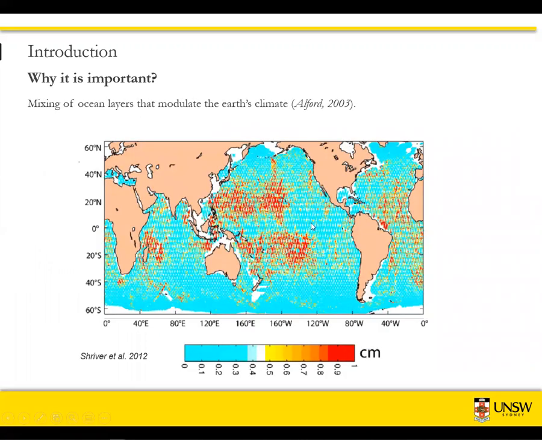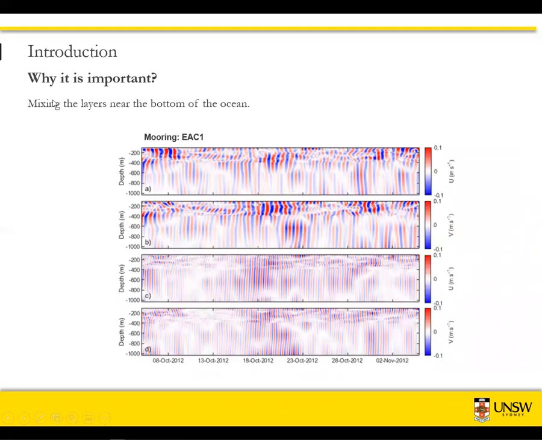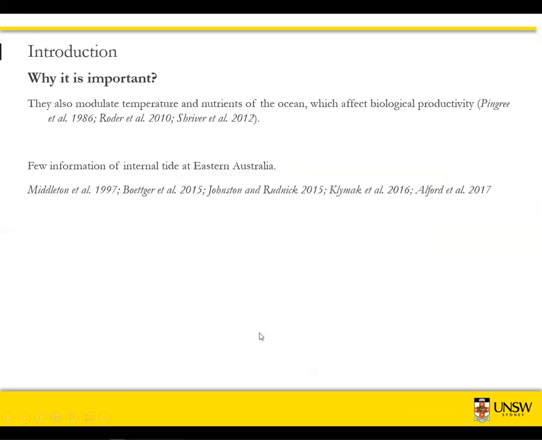Internal tides can propagate away from the site of generation and fill the global ocean. And they are very important in mixing of the layers that modulate the Earth's climate. And also they are very important in mixing of the layers near the bottom of the ocean as well. And here you can see the internal tide propagating through the bottom and going up to 1,000 meters depth. So they are very important in bringing nutrients to the water column, which affects the biological productivity.